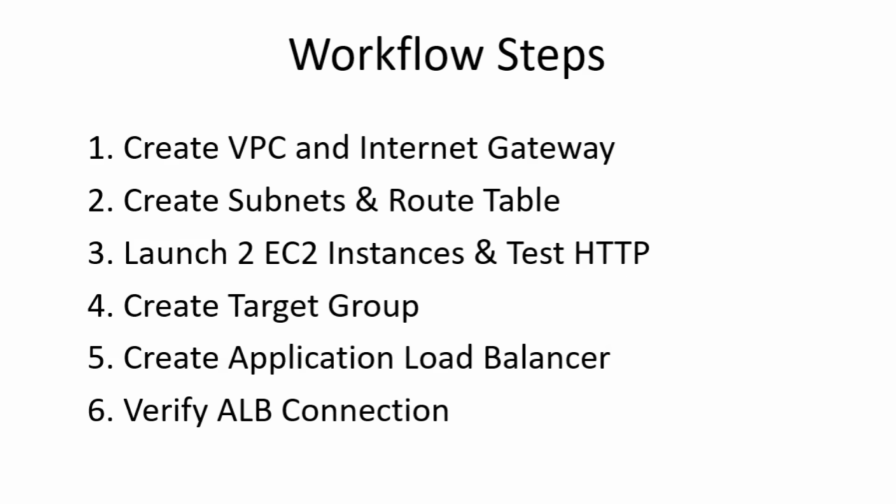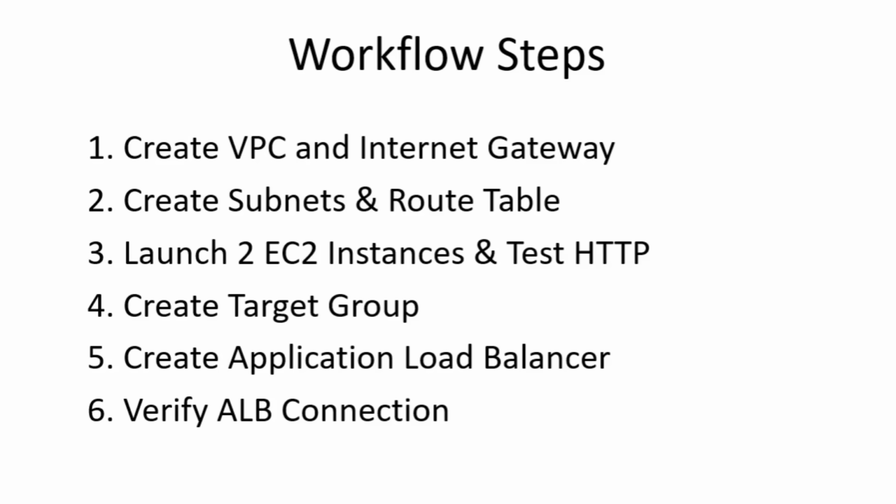Now, let's move into the hands-on workflow of building an application load balancer in AWS. We begin by creating a new VPC and attaching an internet gateway. This gives us a dedicated network environment and a way to connect it to the internet. Next, we'll set up subnets and a route table. By creating subnets in different availability zones and defining routes, we prepare the network foundation for our application.